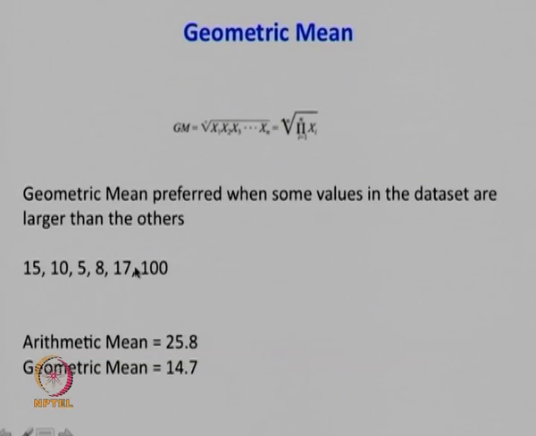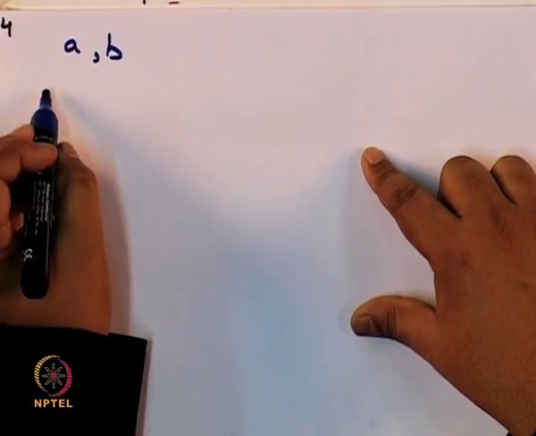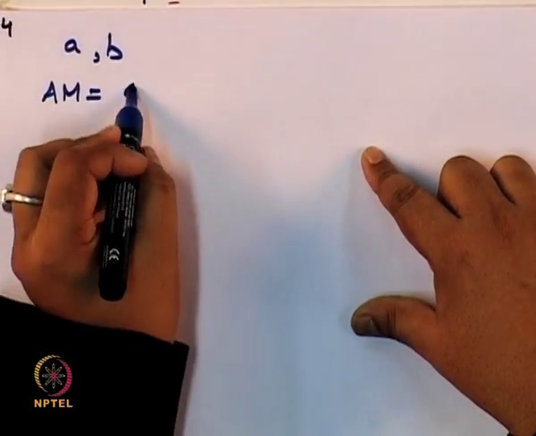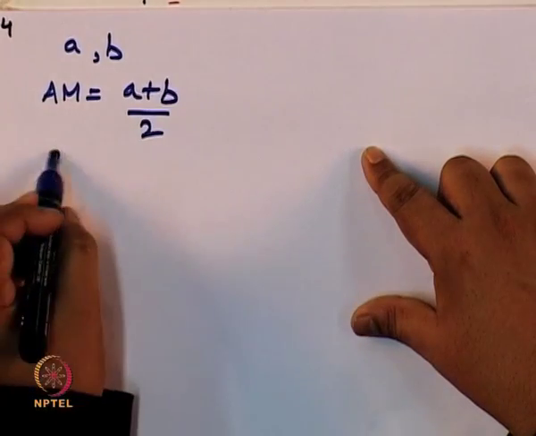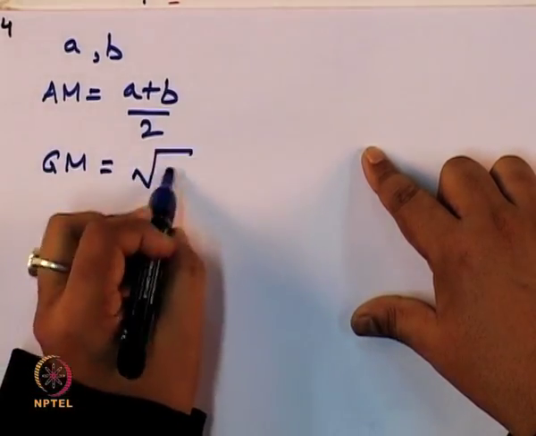So, this is an example which shows that the geometric mean is much less sensitive to outliers compared to the arithmetic mean. And in this particular case that we worked out, you find that the geometric mean is less than the arithmetic mean, and is it true for any data set? So, it can be shown. Let us take two numbers, A and B. My arithmetic mean will be defined by A plus B by 2, and the geometric mean will be the square root of AB.